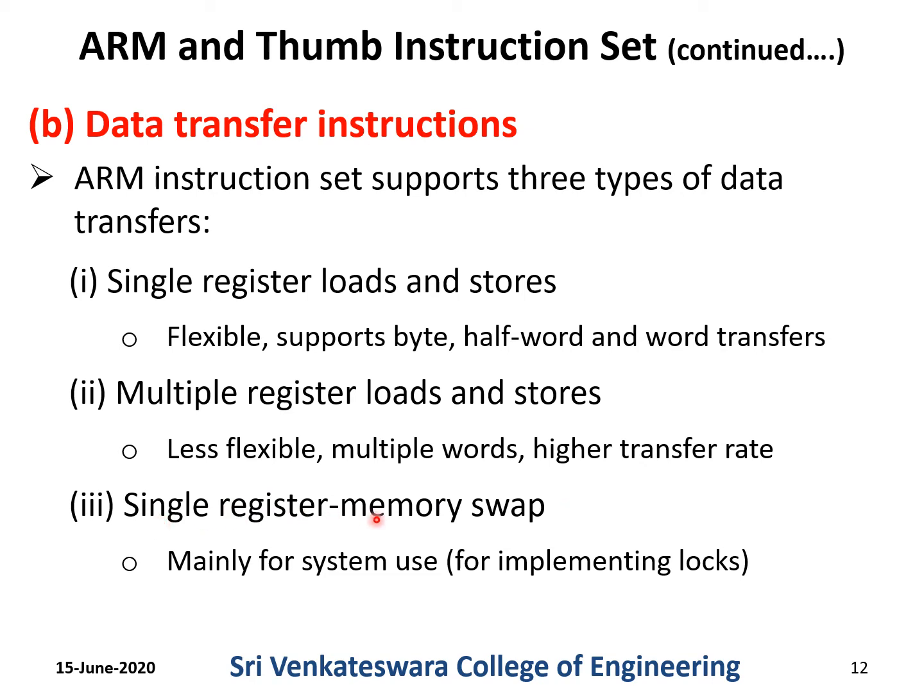Then single register memory swap instructions are mainly used by systems where an ARM processor along with an operating system is used. They are mainly used for implementing locks. An example will be semaphores. When an operating system and ARM processor are used together to implement a semaphore, this kind of instruction is widely used.